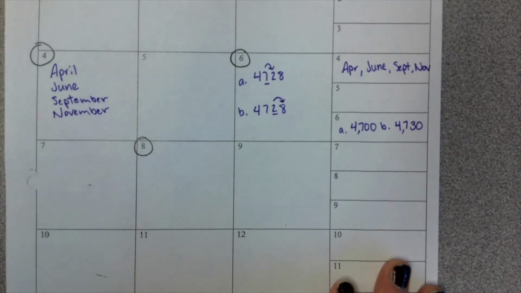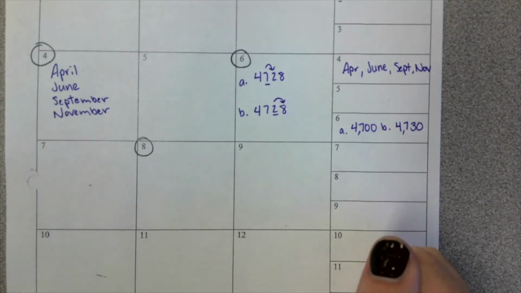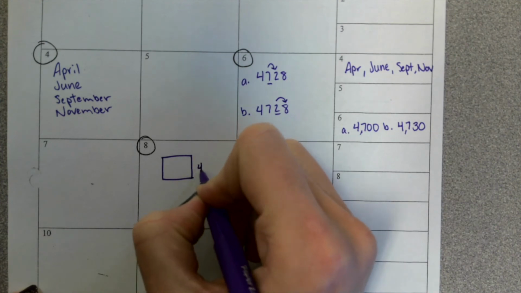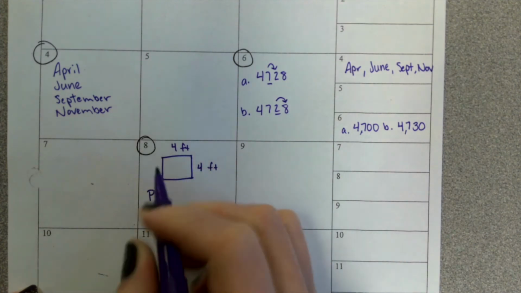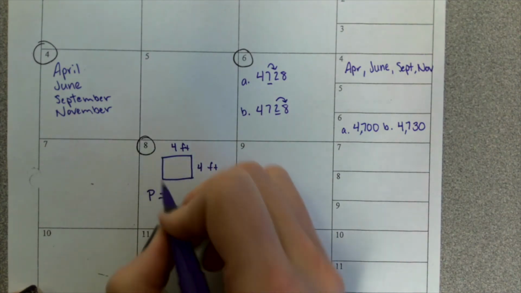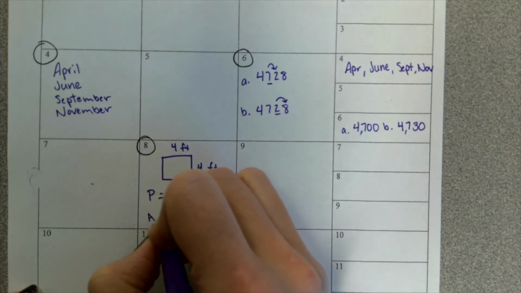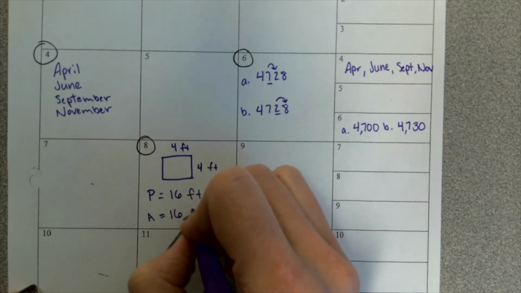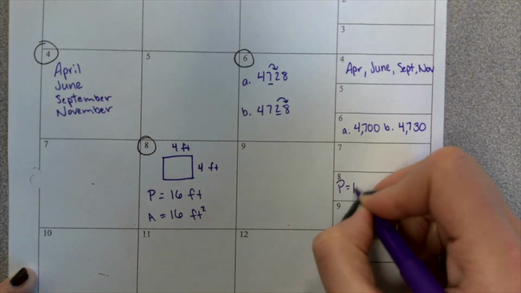Number 8 then says one side of a square is 4 feet long. What is the perimeter? What's the area? So if we have 4 feet by 4 feet, perimeter is distance around, so 4 plus 4 plus 4 plus 4 gives you 16 feet. And then area equals length times width, so 4 times 4 is also 16. That'd be 16 square feet. The label changes a little bit there.